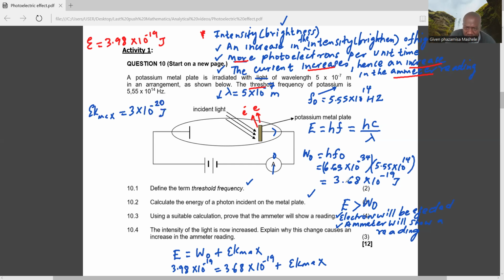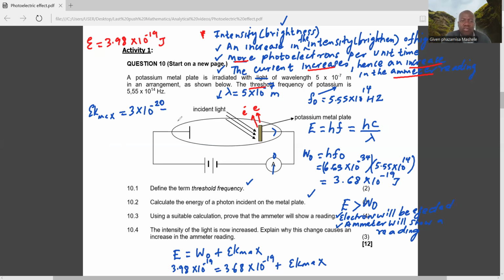And you can still use this when you're commenting on whether electrons will be ejected or not, by looking at EK max. This is another way to say if the EK max is bigger than or equal to 0, electrons will be ejected, especially if it is bigger than 0, it means more electrons will be ejected. So one can say, since the kinetic maximum is bigger than 0, electrons will be ejected. That is another way of commenting on this question. Remember, there are many ways to skin a cat.